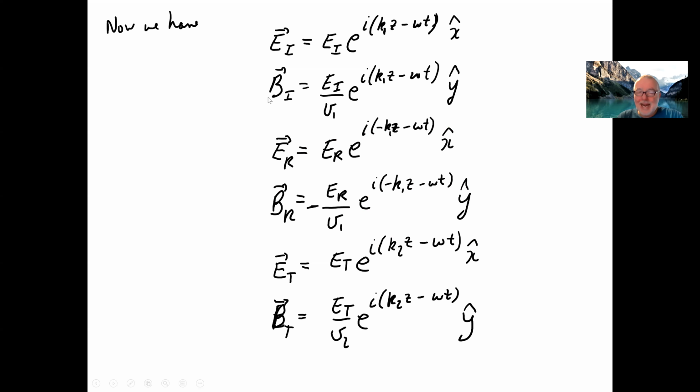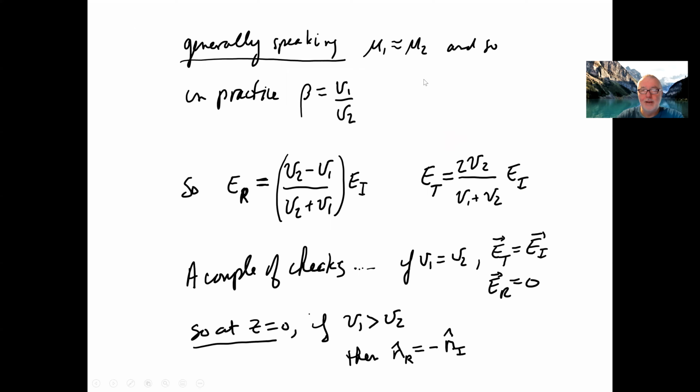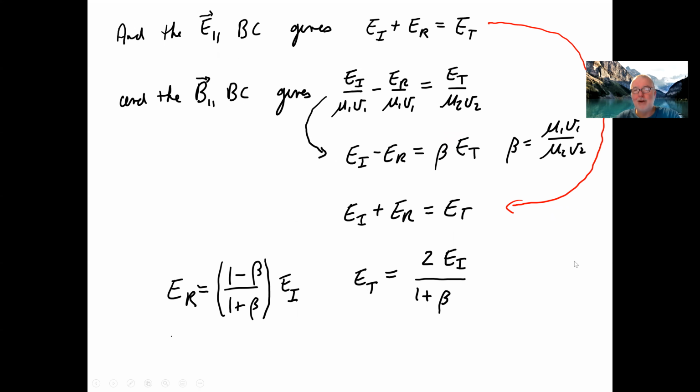And then for the magnetic field, the parallel component of H being the same on both sides of the boundary tells me that B_I over mu1 plus B_R over mu1 is going to equal B_T over mu2. So that matches that boundary condition. And again, the ŷ's don't matter because they're all in the ŷ direction, and I factor out e^{−iωt}. And then what I get are these really simple boundary conditions.